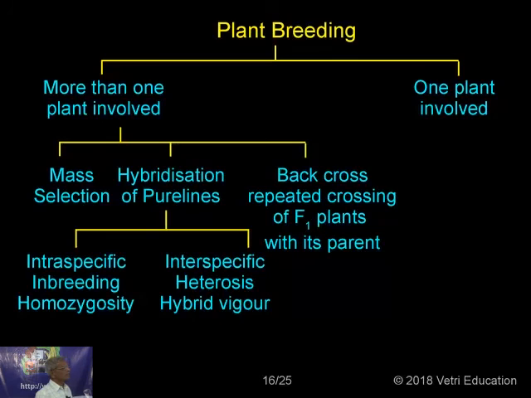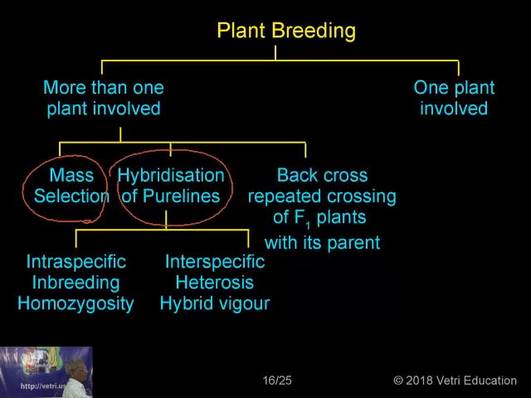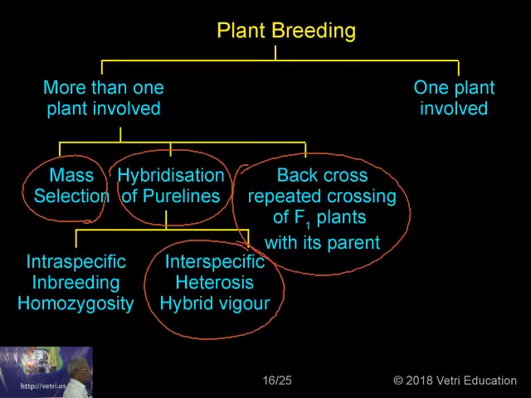See, these are some of the plant breeding techniques where more than one plant is involved. So you do mass selection, hybridization programs, and repeated back cross will also yield a better crop. Sometimes we say back cross is very dangerous, but still back cross is helping. And then interspecific crosses, heterosis, hybrid vigor, and intraspecific crosses. Just now I explained the difference between interspecific and intraspecific crosses. So in all these techniques, two or more plants are involved.